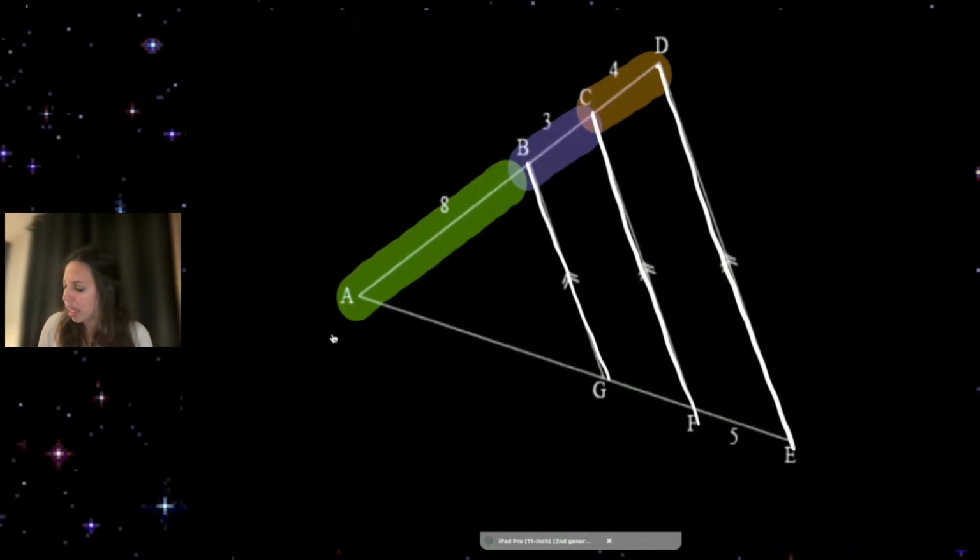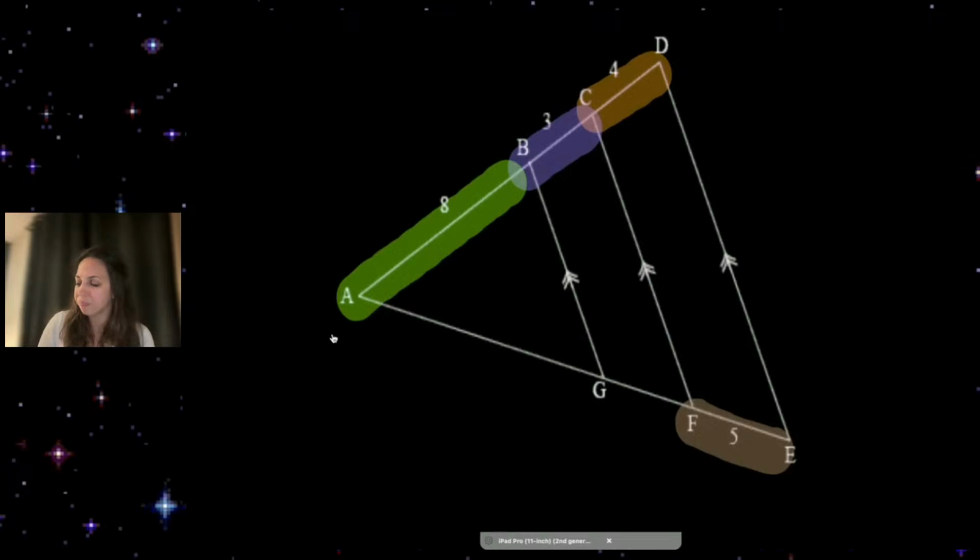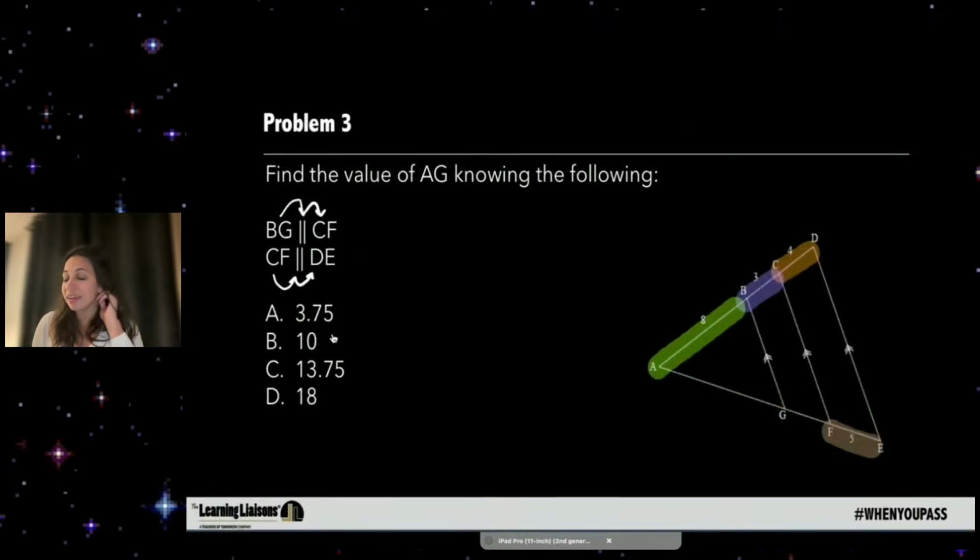And then I have FE is 5. What am I going to do with that? Well, this is kind of a loaded problem. There's a lot to this. So what I'm going to try to do is create similar triangles so that I can actually create proportions, right?